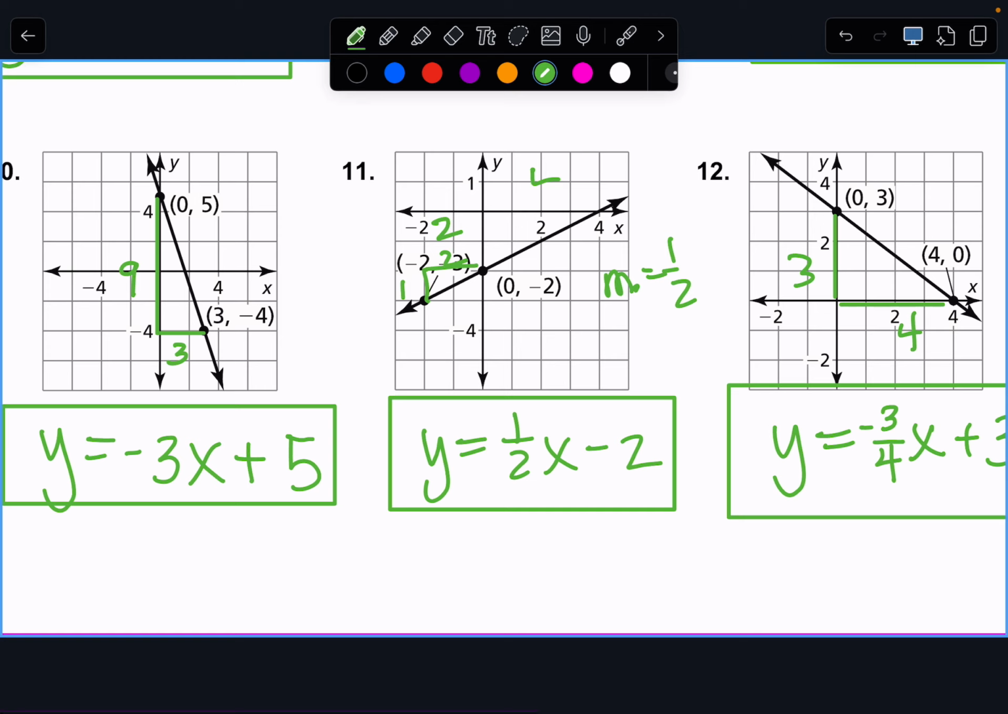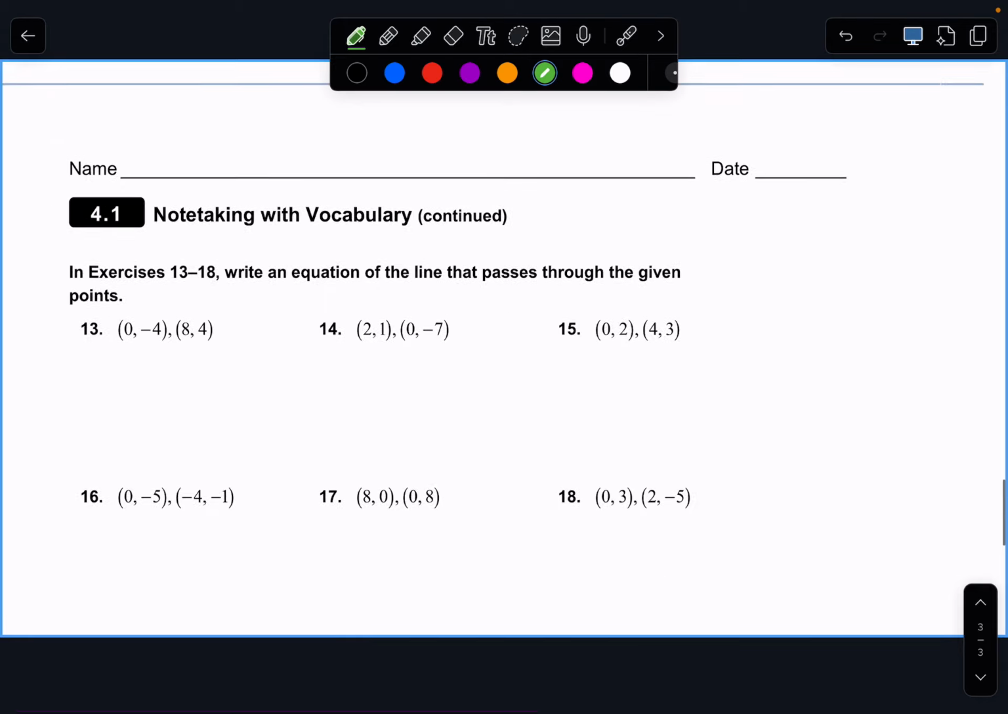Make sure you write your x's in there. Make sure that you write your x next to your slope. Otherwise, it's not the equation of a line with slope. All right. Now let's turn to the next page.